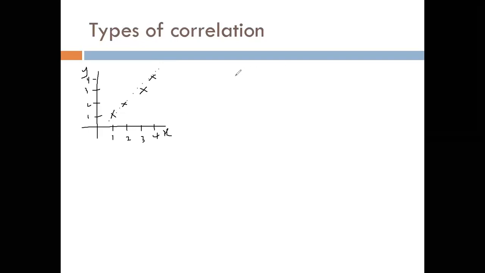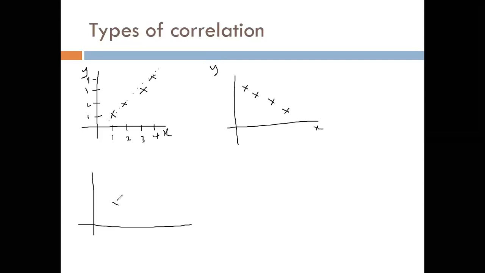Now another type of graph we can have could also be observations going this way. We have x, y. And then we can also have a scenario where the data looks like that. Then we can also have a scenario with this kind of plot.